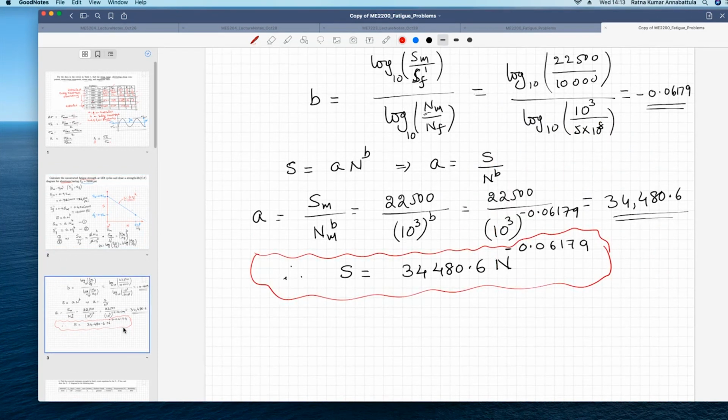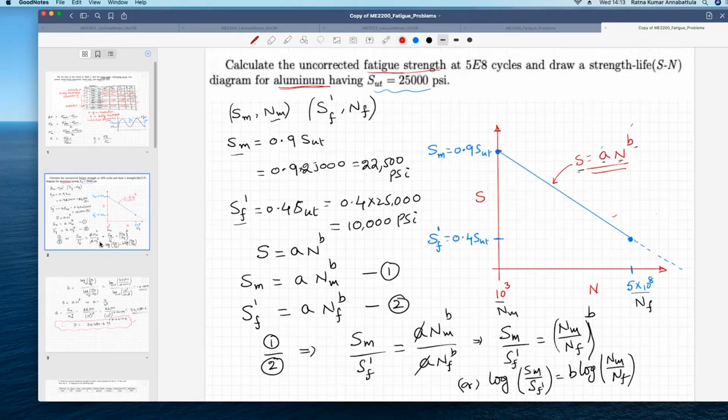Right? So now we need to verify whether it is correct or not. So you have calculated the A value by plugging in SM. Now you plug in the value of N corresponding to SF, then you should get back your S, if no mistake has been done. If you plug in N equal to 5 into 10 power 8, you will actually get back 10,000. You can verify that. All right. So you have got this equation. Now you can also ask a follow-up question. What is that follow-up question?